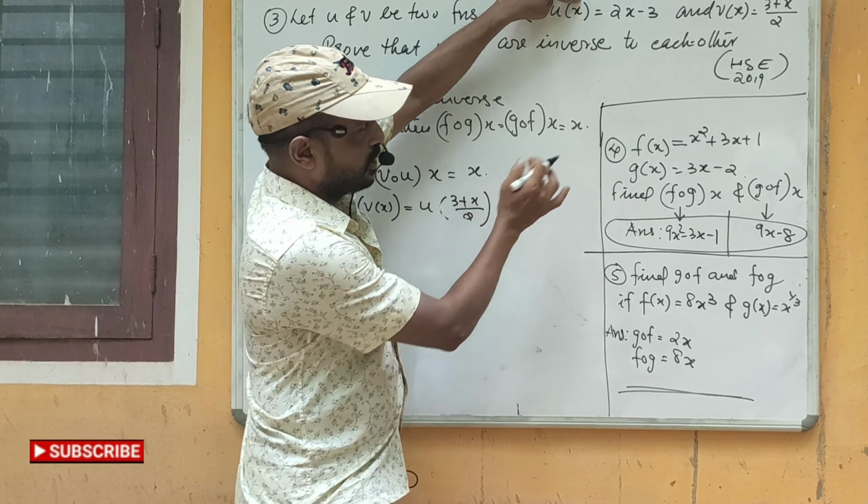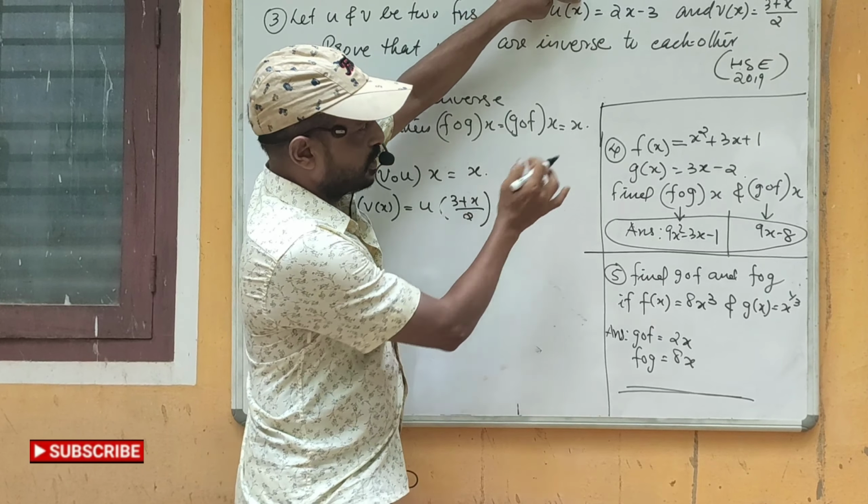So 2x minus 3 is the function. So 2 into, for x you will have to write 3 plus x by 2, minus 3 is written as it is. So we can cancel 2. You will get 3 plus x minus 3. So cancelling plus 3 and minus 3, you will get x.